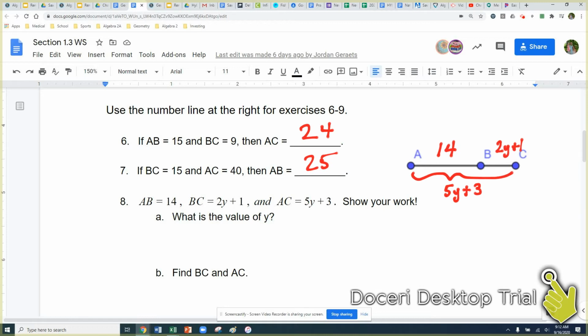But based on our knowledge from 6 and 7 and the segment addition postulate, how could I start to compare this 14 and 2y plus 1? How is that going to compare to this 5y plus 3? What am I going to do with those two smaller segments equal to larger segments? Larger segment.